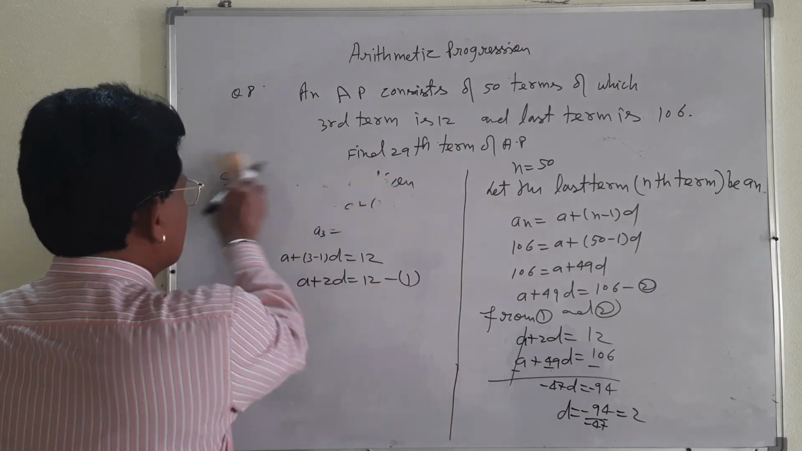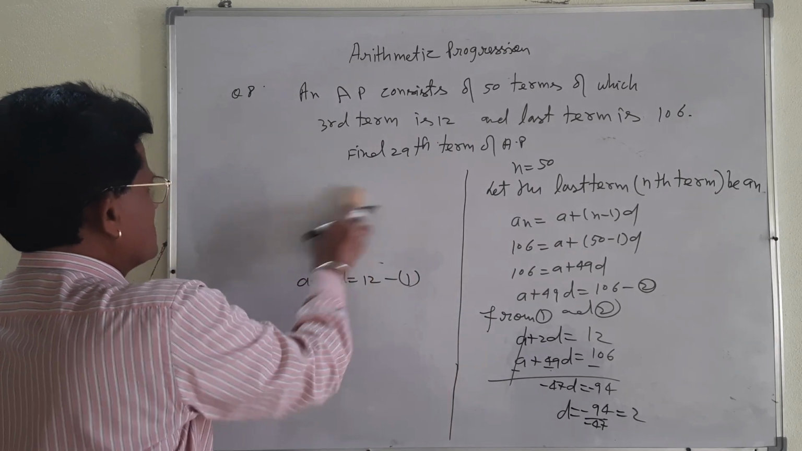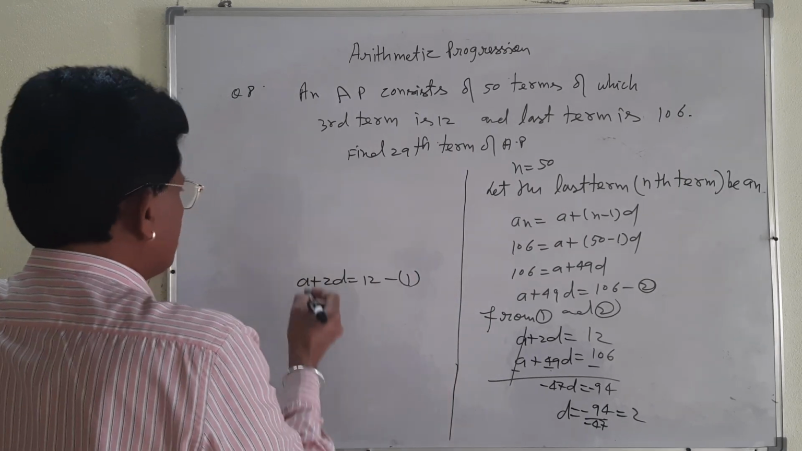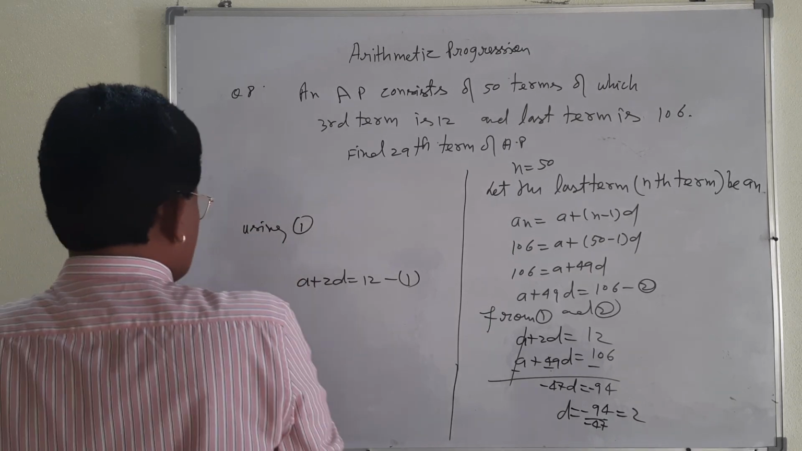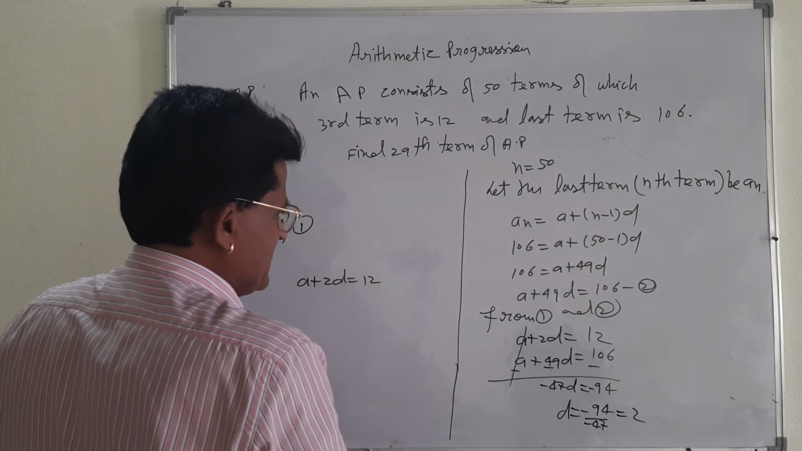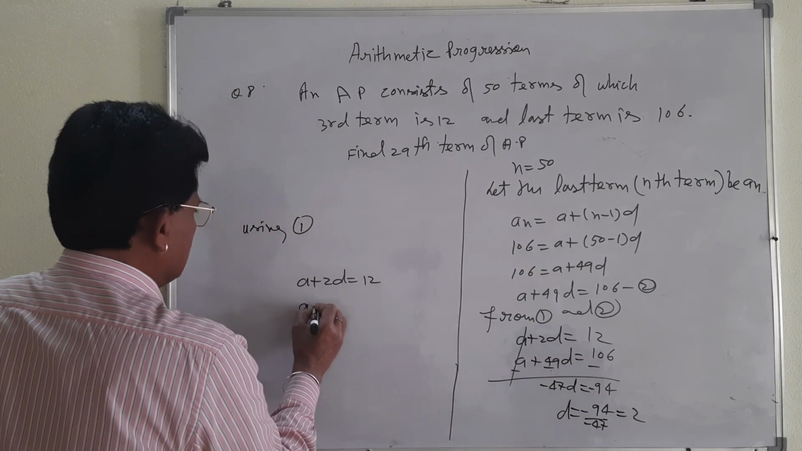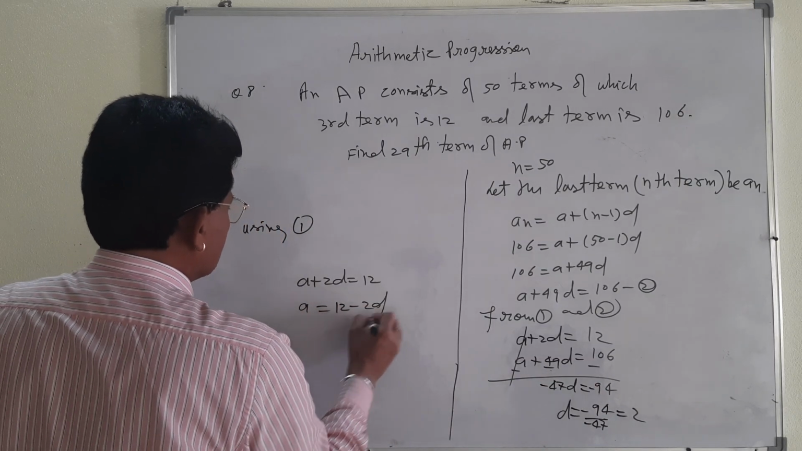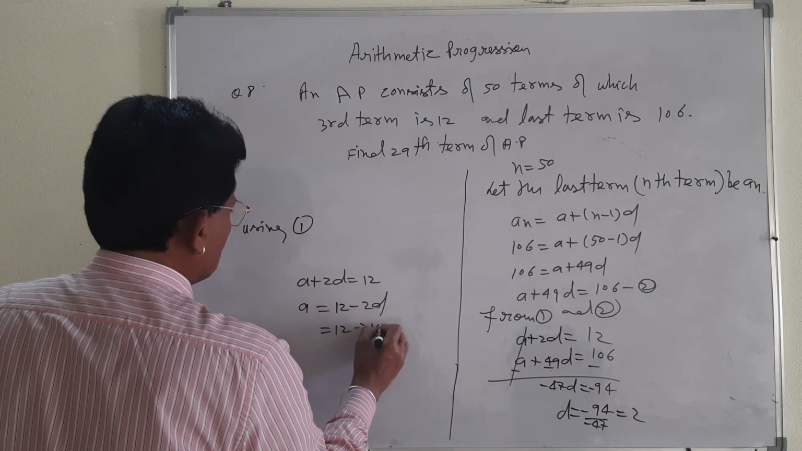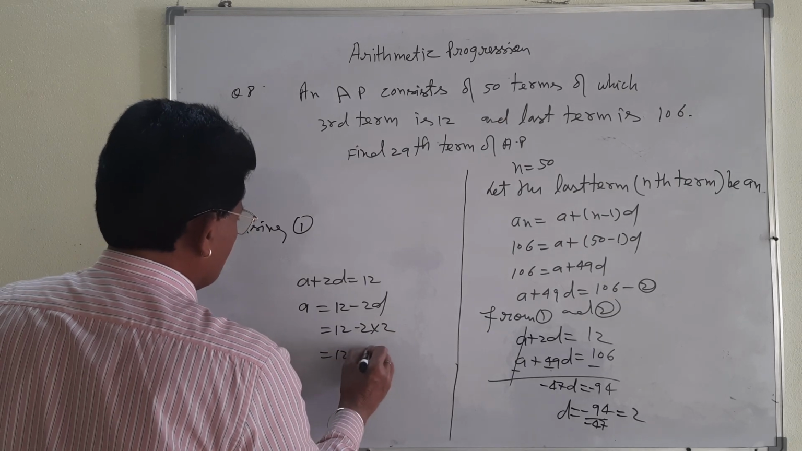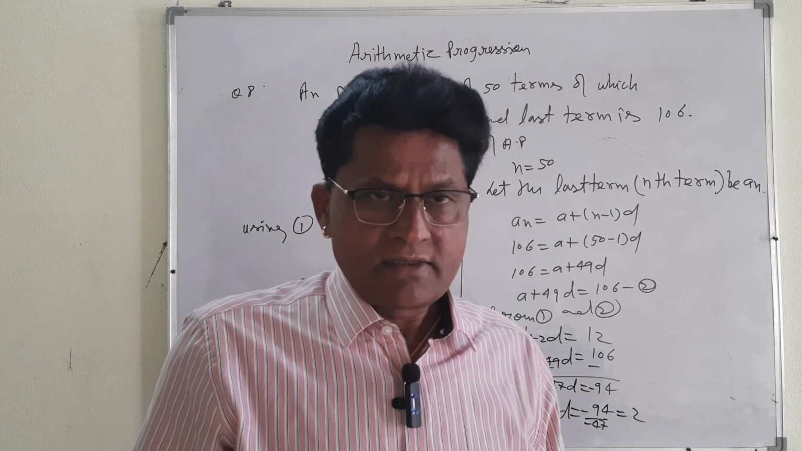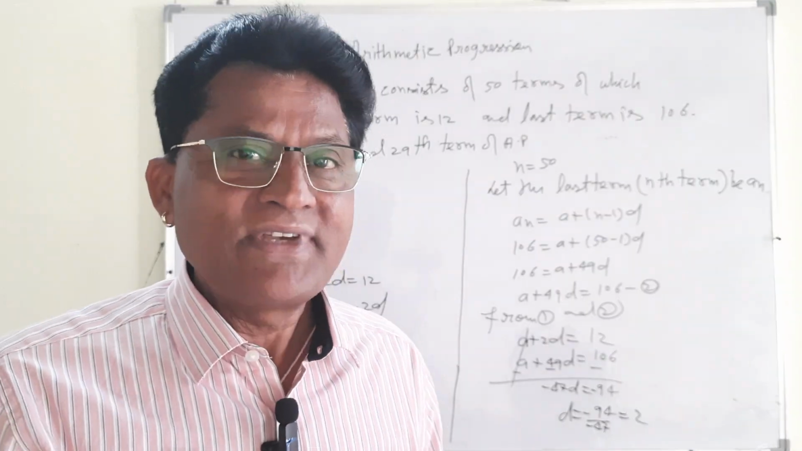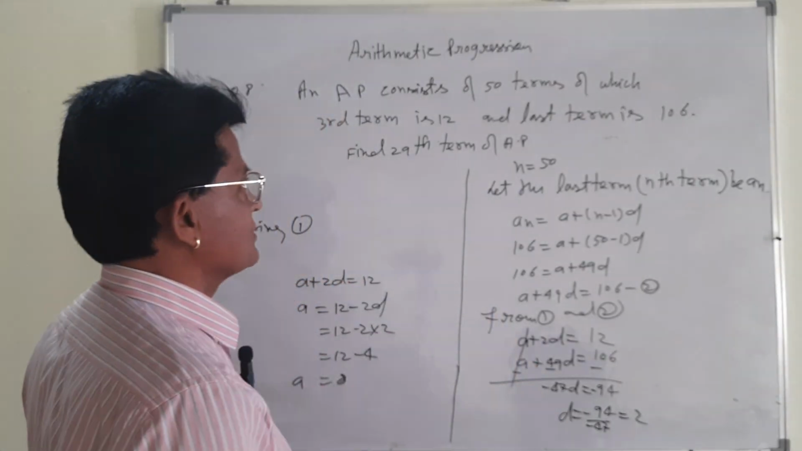Now using equation number 1, substitute the value of d so that we may get the value of a. a will be equal to 12 minus 2d, 12 minus 2 into 2, that is 12 minus 4, that is 8. a will be equal to 8. That is very easy, my dear student, very simple question.